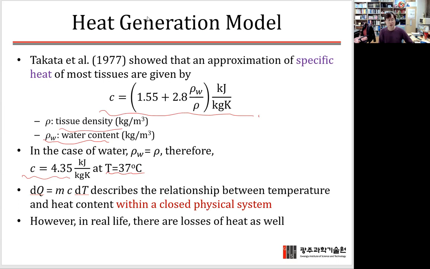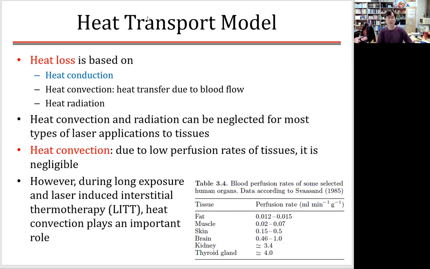The previous equation of the heat content, dQ equals m c dT, also describes the relationship between temperature and heat content within a closed physical system. This is also important, which means that when heat is generated, there is no heat dissipation from that location. But in real life, there are losses of the heat as well.